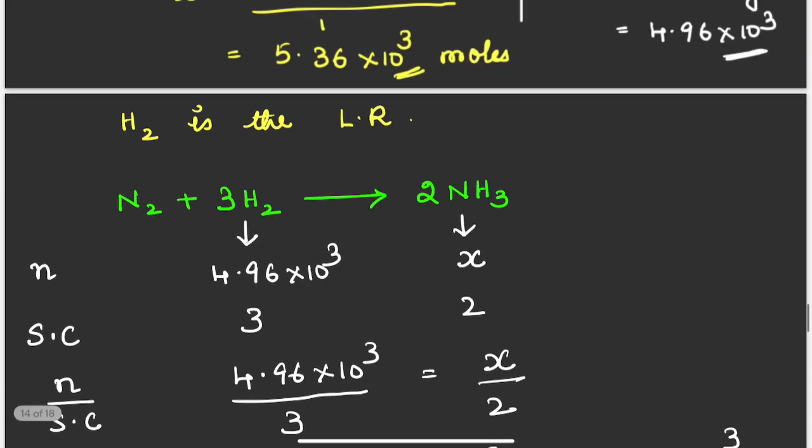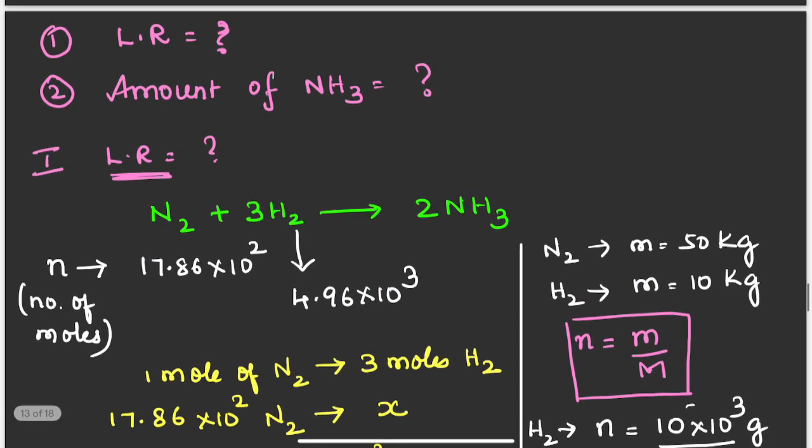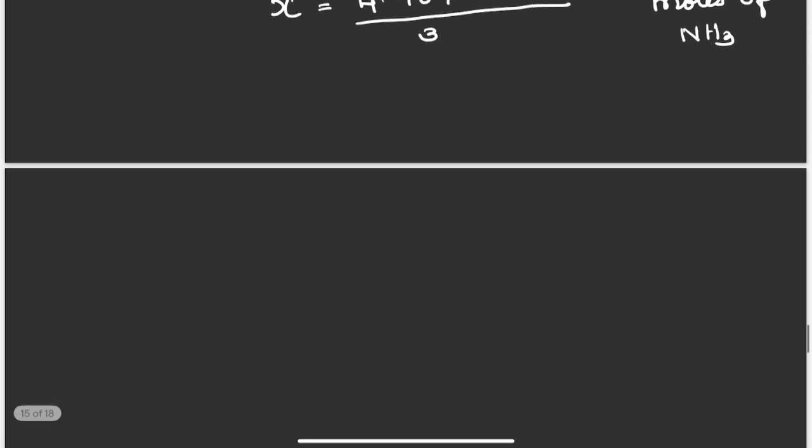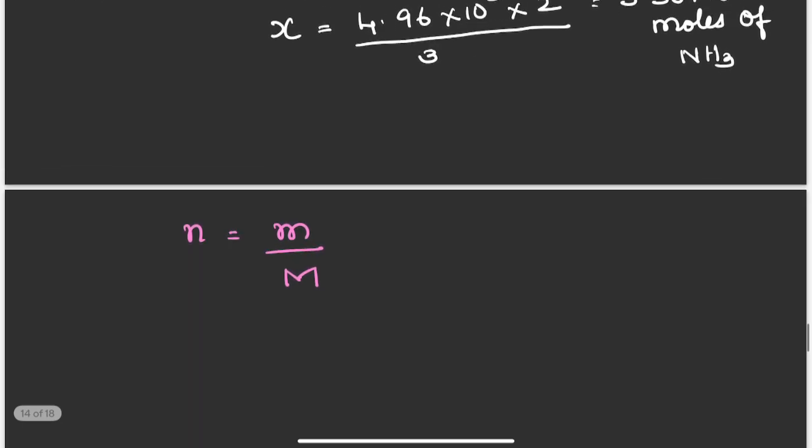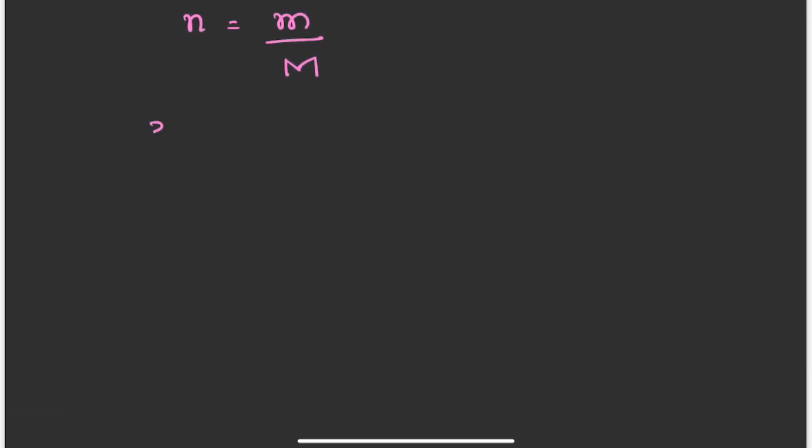But in the question, what is asked is the amount. Amount means you should find mass, so now we have to convert this into mass. The formula again will be the same: number of moles is equal to mass divided by molar mass. The number of moles of ammonia, just now we got, is 3.30 into 10 to the power of 3. So 3.30 into 10 to the power of 3 is equal to mass, which we have to find, divided by the molar mass of ammonia.